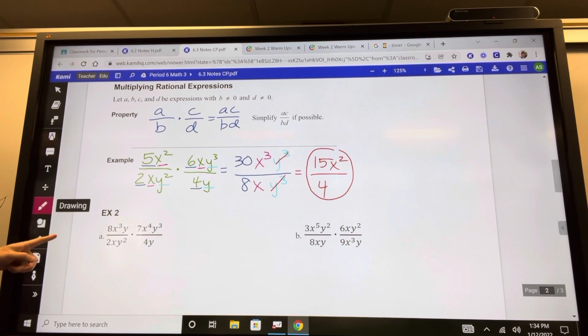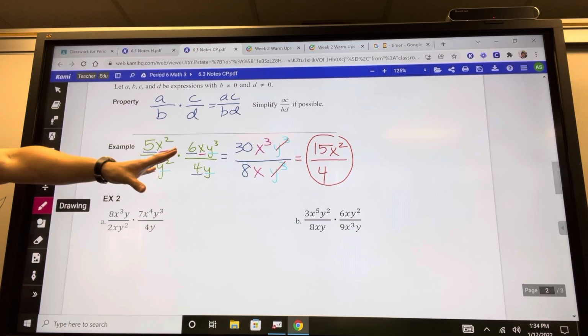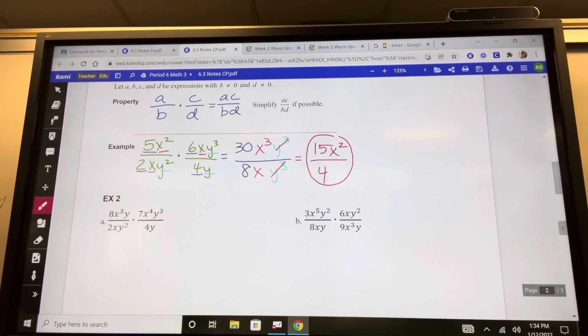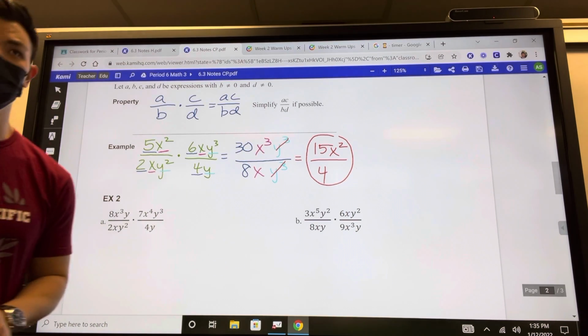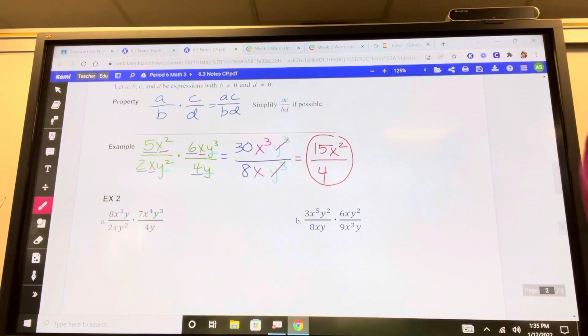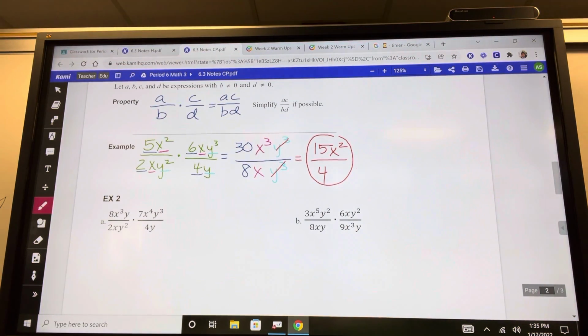So see if you guys can take this and apply it to 2a. I'll give you a few minutes to work through it. And I think we'll call it after this example because these notes are pretty long.